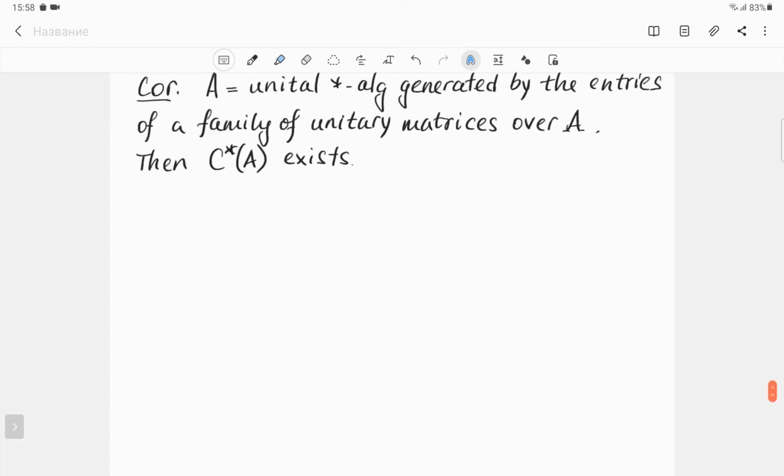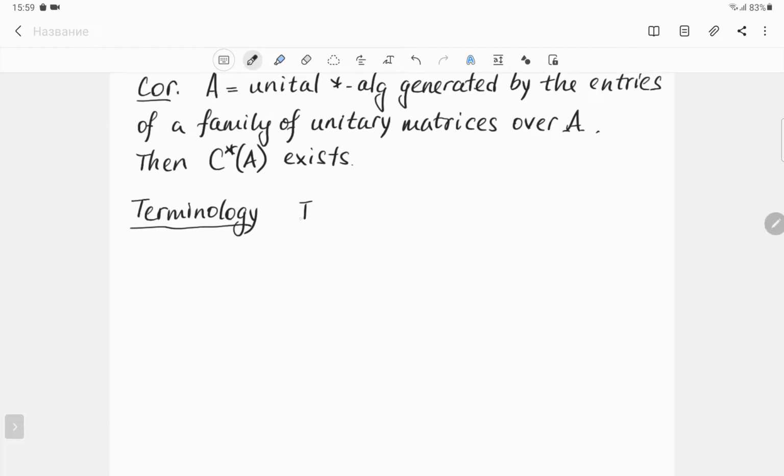Okay, in conclusion, let me introduce some useful standard terminology. Very often, and especially in the theory of quantum groups, we'll meet C-star algebras defined by generators and relations. Basically, this notion can be reduced to the notion of a C-star envelope as follows.